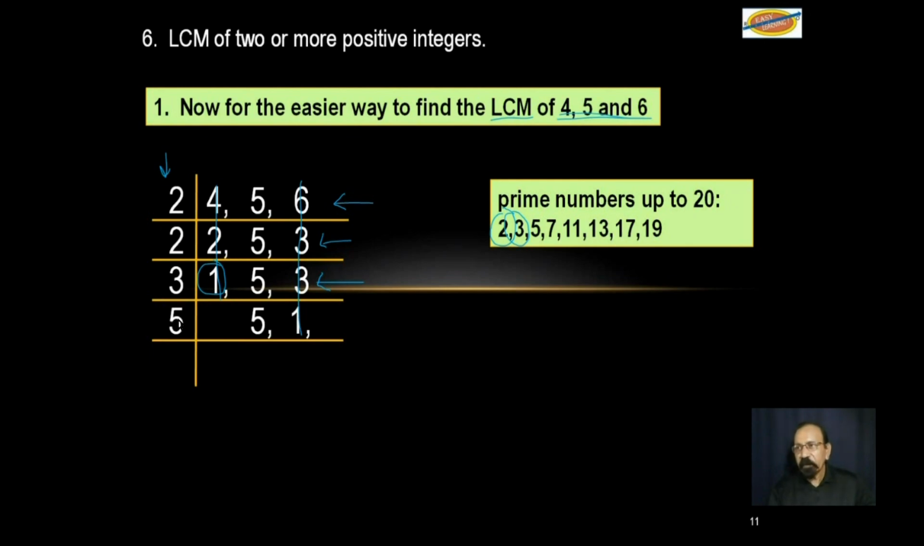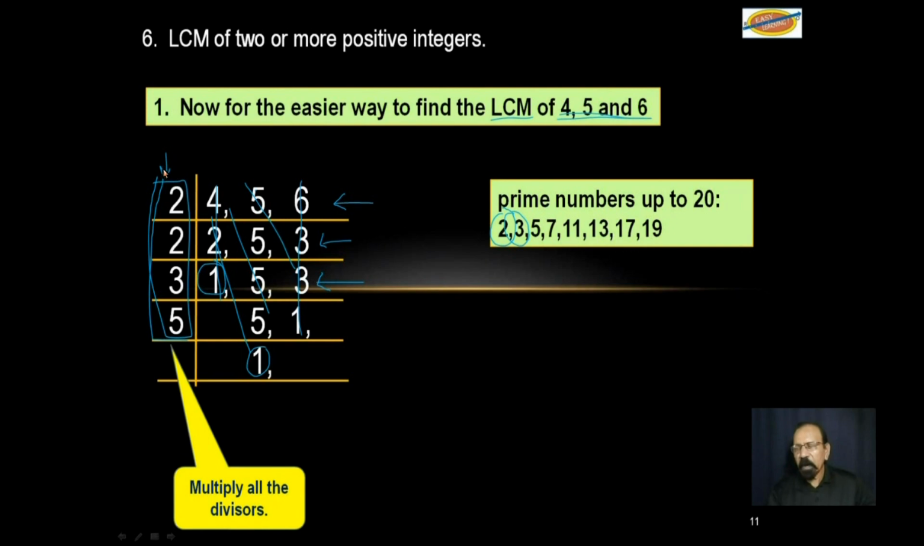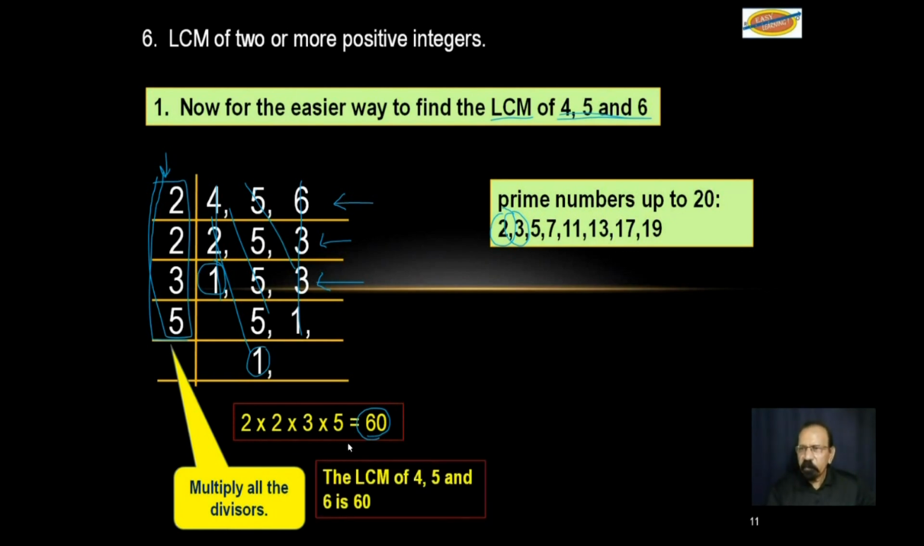So we try 5 and we get 1. So what you have here are factors of 4, 5, and 6. Now once you get this 1, you ignore what is on this right hand side and we will just concentrate on these divisors. We multiply all these divisors and we get 60. So the LCM for 4, 5, and 6 is 60.